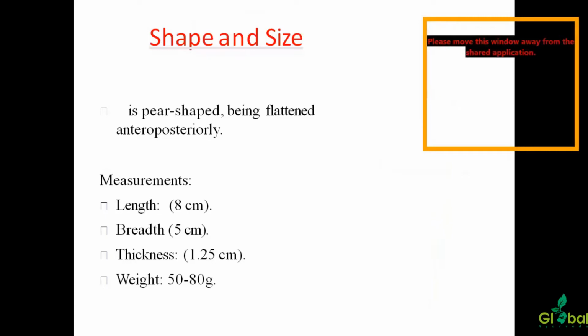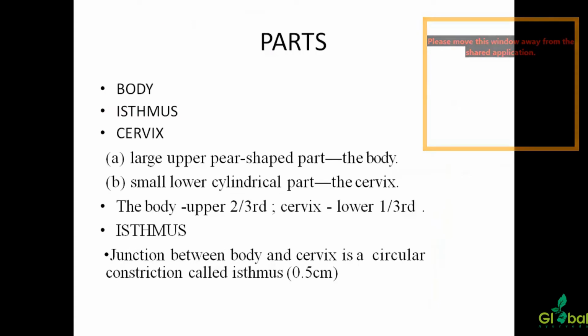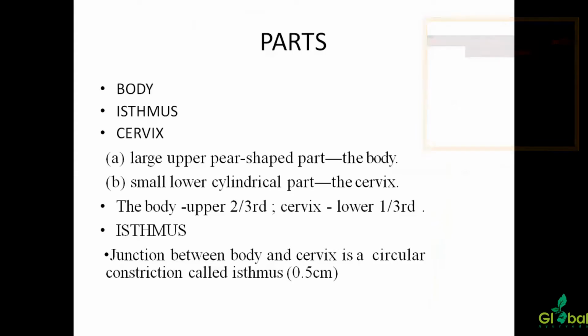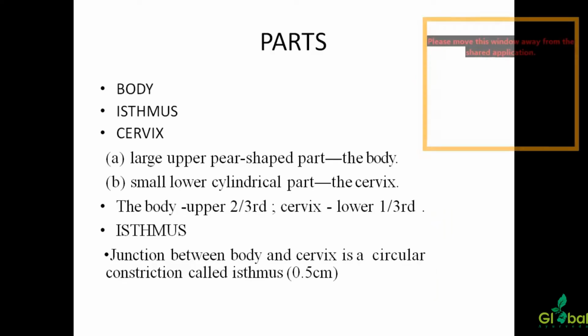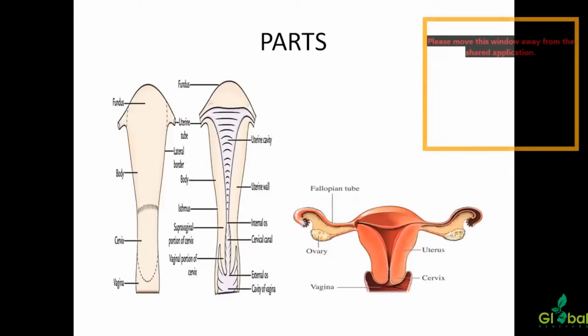Then coming to the shape and size, it is a pear-shaped organ, flattened anteroposteriorly, measuring 8 by 5 by 1.25 centimeters, and weighing 50 to 80 grams. The main parts are the body, isthmus and cervix. The larger upper pear-shaped part is the body, the smaller cylindrical lower part is the cervix, and between them is the isthmus. This is the picture showing the different parts of the uterus.